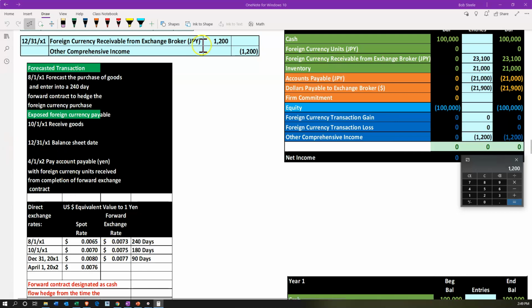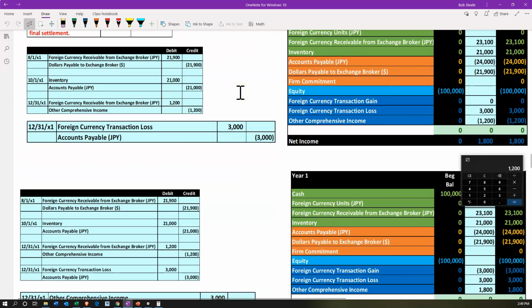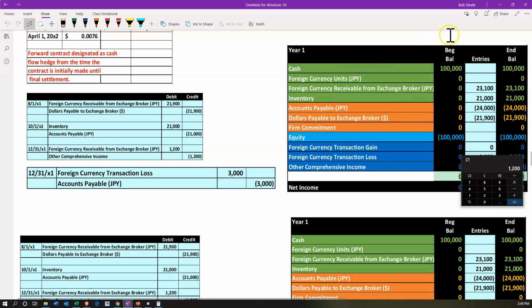So that's useful to have. You'll see that oftentimes. So then that's the 1,200. Let's go on down. So next transaction we're going to have, all the previous transactions are here, and the current transaction will be this one. Those are all included in the entries column.